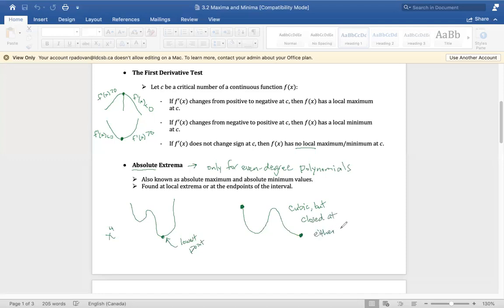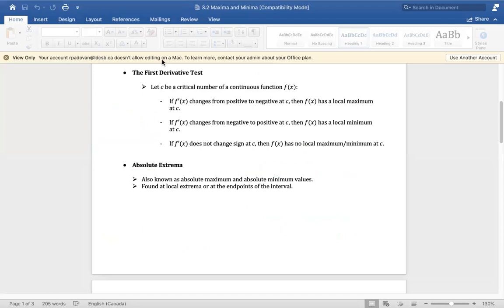So it's closed at either end. And then I could determine what my absolute maximum or minimum are. So again, it's found at the local extrema, so here, or at endpoints of an interval is where I can get my absolute extrema. And we'll go over an example of that as well. Let's start with one. And we're reviewing some of the last lesson in here as well and continuing on from it.